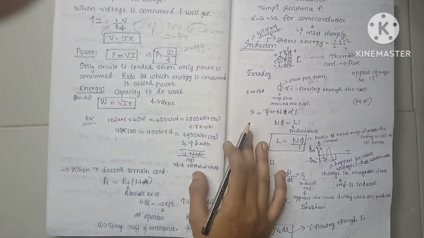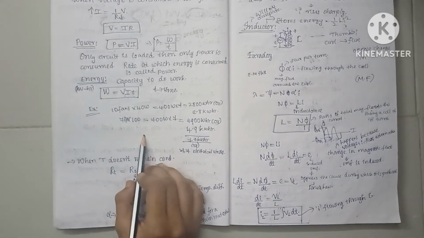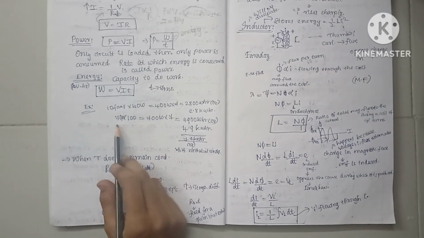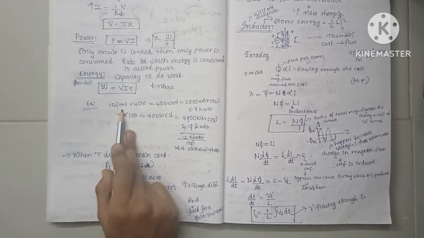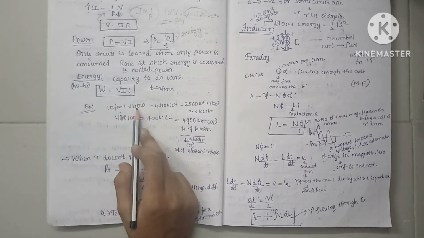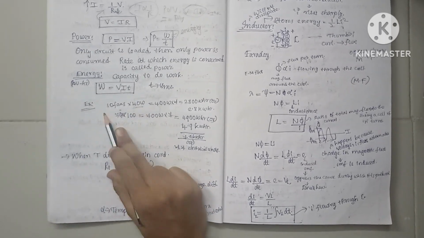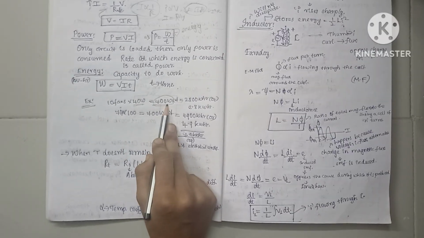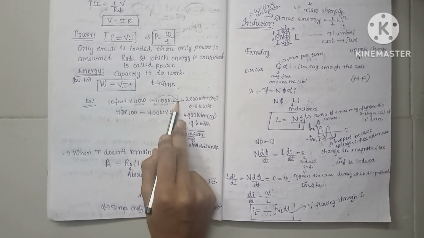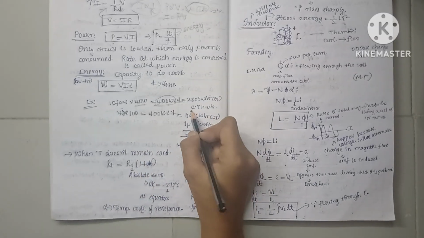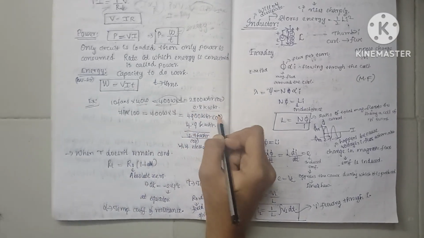And here is just a simple example: if a classroom consists of 10 fans, and each fan consumes 40 watts of power, then your total will be 400 watts. And since your college will be for 7 hours, let us suppose, then it will consume 2.8 kilowatt hours. This is just an example.